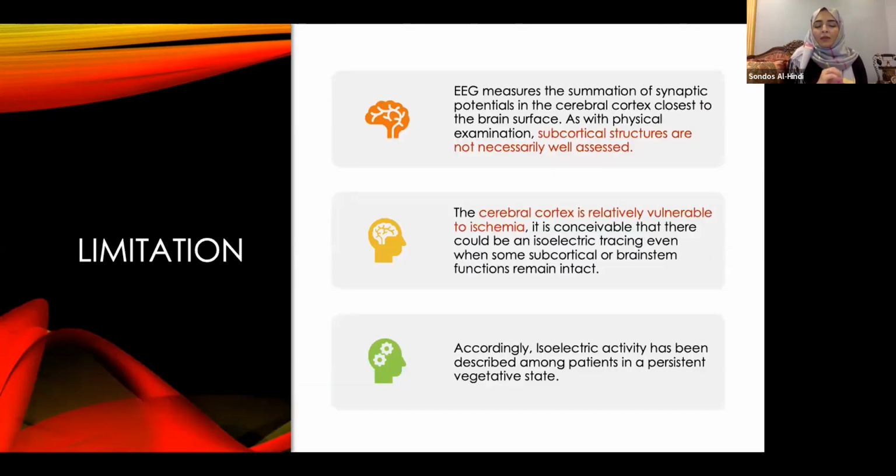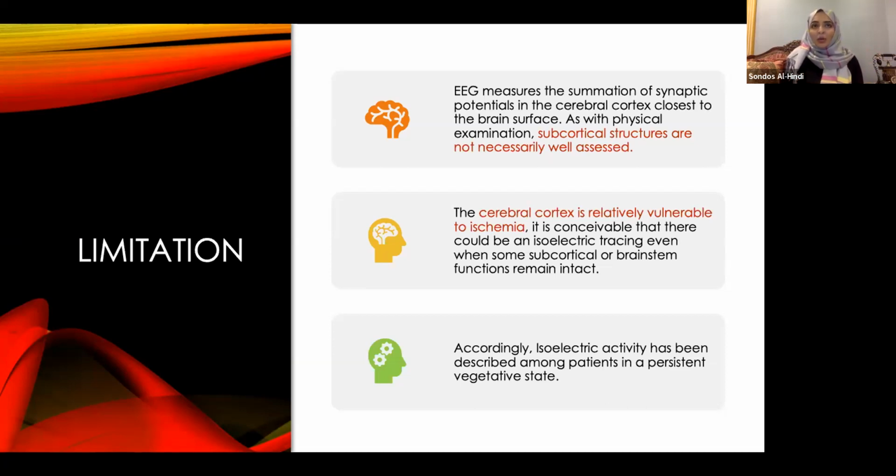All right. Other limitation of the EEG, I've already mentioned this part. The most important issue with EEG is understanding that it's a measurement of a cortical function, and subcortical structures are not necessarily well assessed. The cerebral cortex is relatively vulnerable to ischemia. That's a very important thing too. So, with cardiopulmonary arrest, the patient gets resuscitation, there's return of circulation, but now the patient is ventilated and we don't know if they're going to recover, or if they've got brain death.